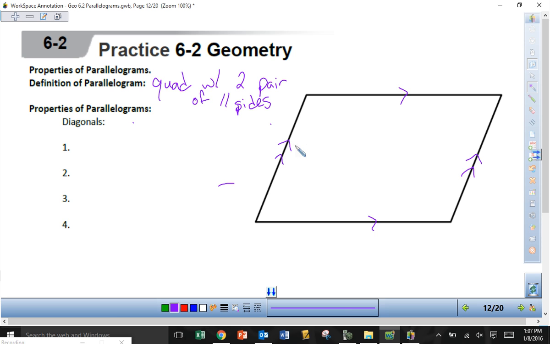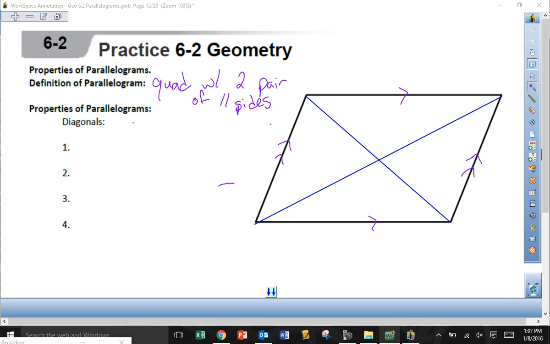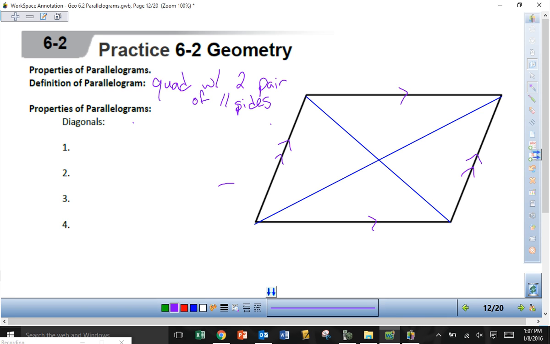Okay, let's talk about different properties that parallelograms have. Okay, the first thing is we're going to talk about our diagonals. Okay, when I have a diagonal of a quadrilateral, what I'm doing is connecting the opposite vertices with a line segment. Okay, that's known as the diagonal. Okay, and we can draw two in here. Okay, what's special with parallelograms is the diagonals actually bisect each other. Remember, bisect means to divide into two congruent pieces.